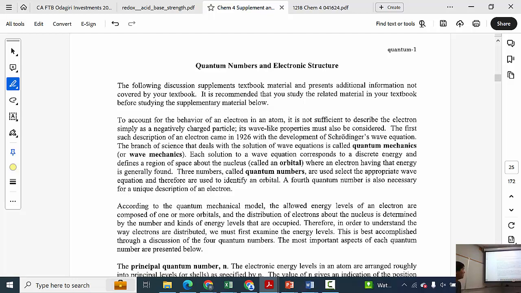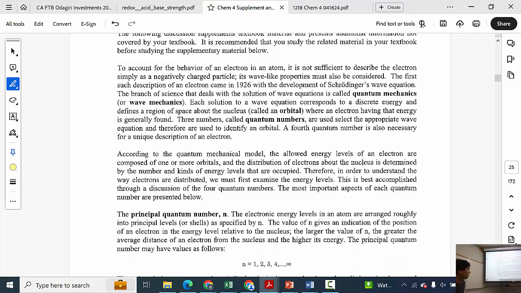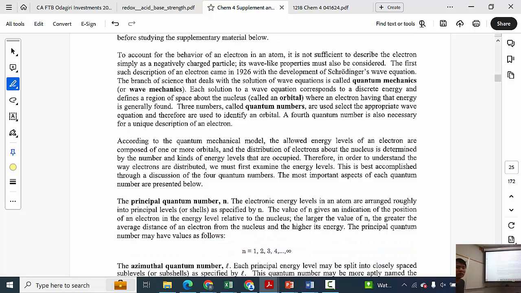So you could read about this wave mechanics. But basically what we want to know is there's a simple pattern, and we want to know what the pattern is. We're not actually going to do the math. Somebody else did the math. All we're going to do is the pattern.